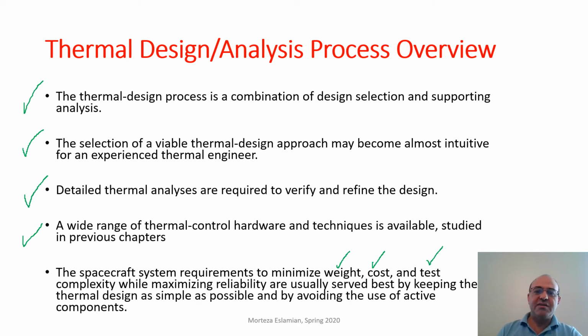So the thermal engineer should start from the simplest thermal architectures. Simplest means the one using passive components, such as insulators and optical coatings. And then, if required, they should go toward more complex systems, such as heat pipes, and then after that fluid loops, radiator panels as a part of the structure, and then, if needed, deployable radiators and so on.